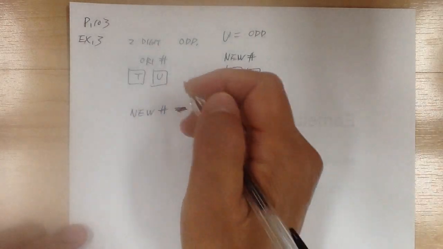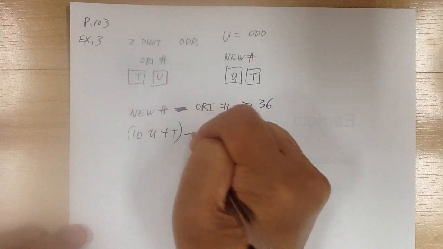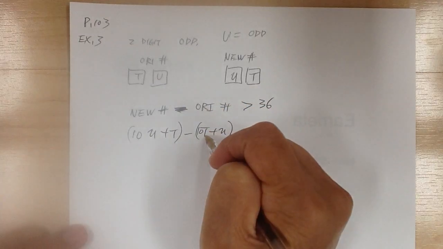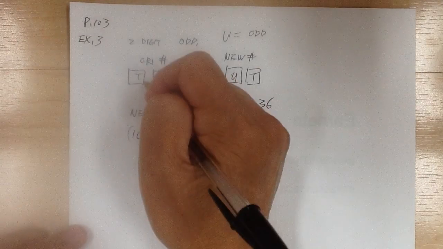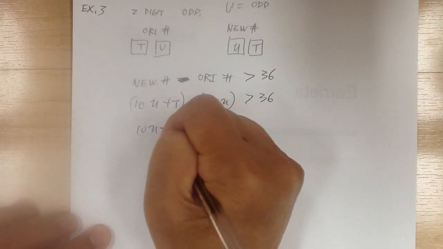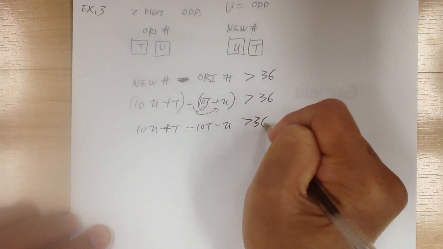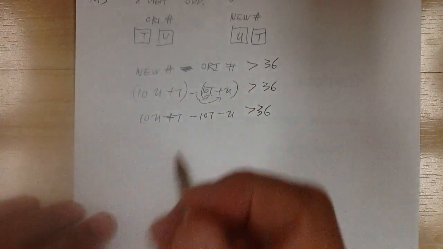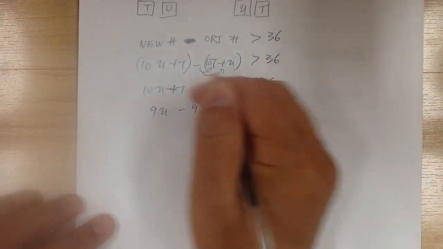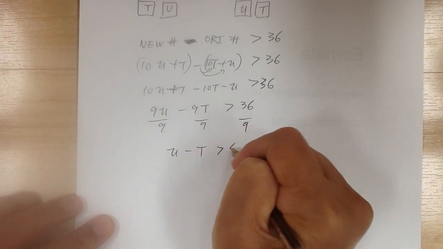So the new number would be 10u plus t. The original number would be 10t plus u, because the t is in the tens place, and the tens digit is worth 10. Then you work it out: 10u plus t minus 10t minus u, which you have to distribute, is greater than 36. Then you simplify, and you get 9u minus 9t greater than 36. Then I'm going to divide everything by 9 to lower my numbers. So u minus t is going to be greater than 4.